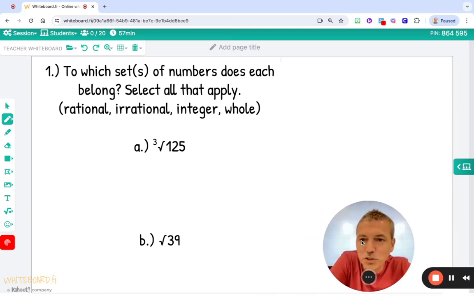Hey guys, let's answer question number 1. To which set of numbers does each belong? Select all that apply: rational, irrational, integer, whole. So we have to know what these things are, right?